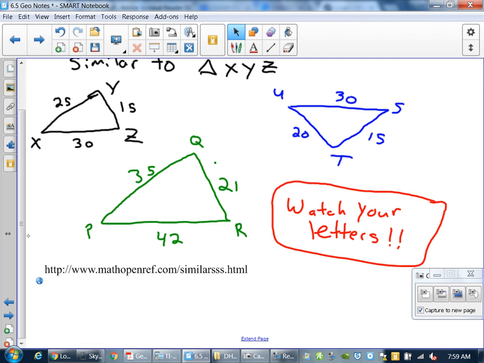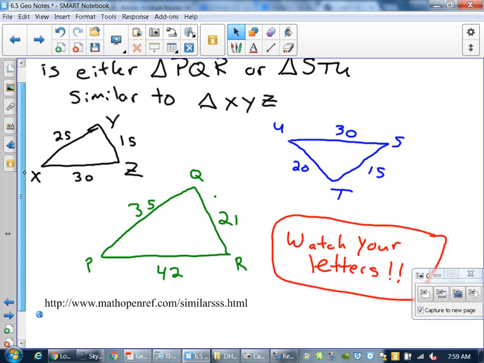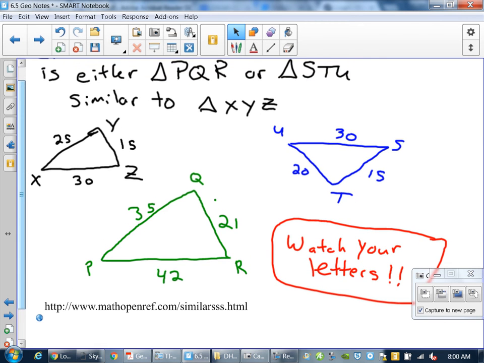Here's what I want to look at. We have two triangles here. Sorry about my crummy handwriting. I tried my best. The question was, is either triangle PQR or triangle STU similar to triangle XYZ? So what we're trying to check is whether the green triangle or the blue triangle is similar to the black triangle.